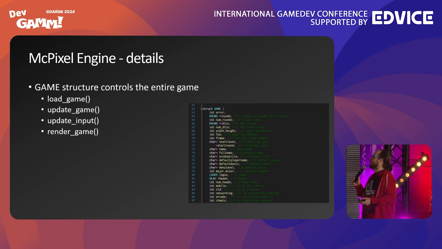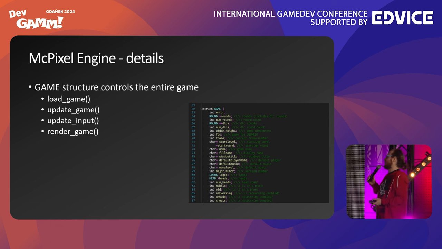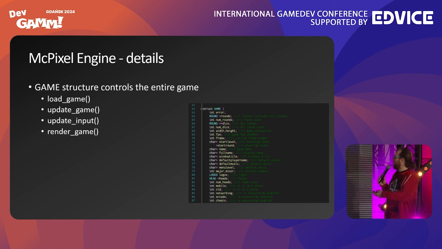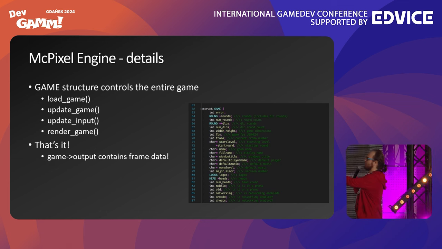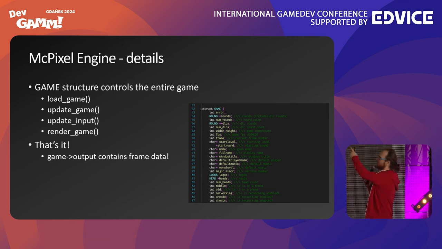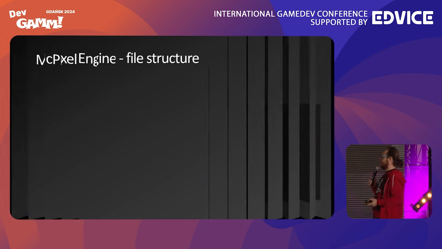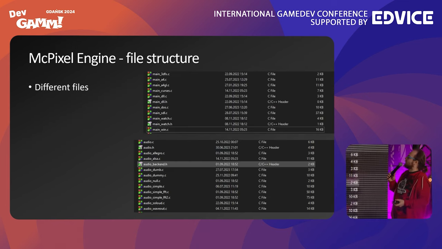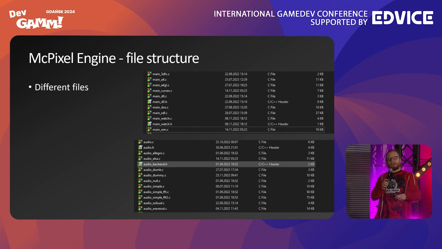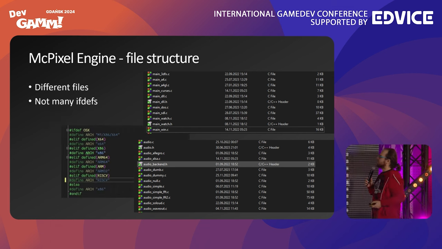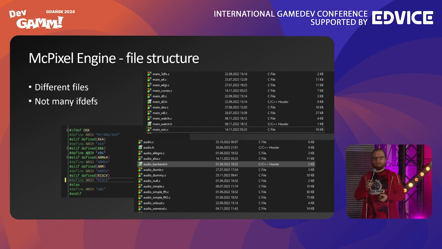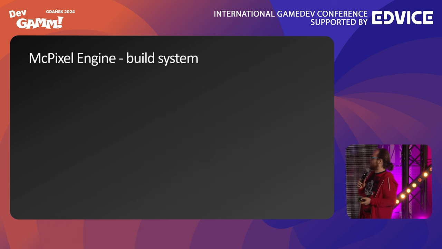So the details. I have load game, update input, render game. And from the main file, I just call all of these. And that's it. And the game output contains the frame data. I just need to call these 60 times per second. So with the file structure, to reduce the number of defines and ifdefs, I just have different files for different platforms that I keep in the makefiles and the projects.